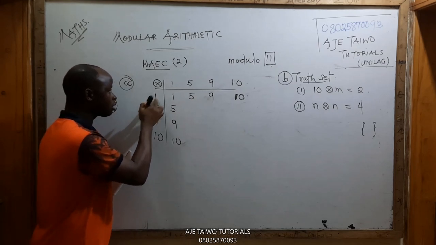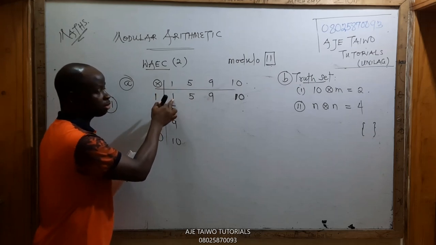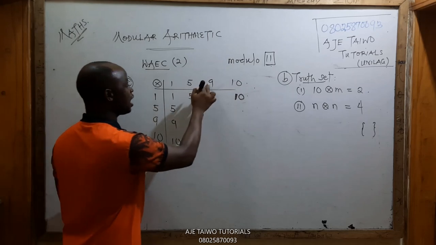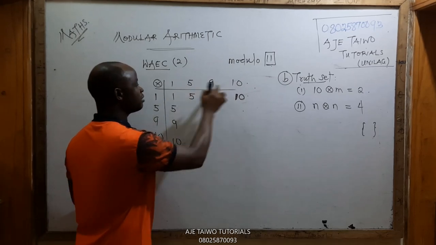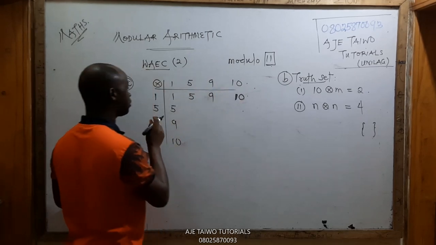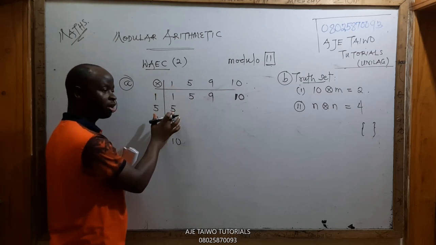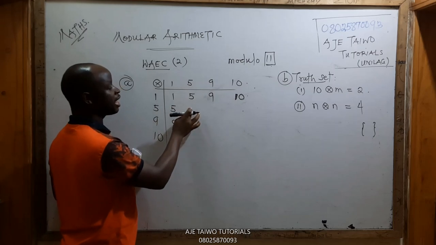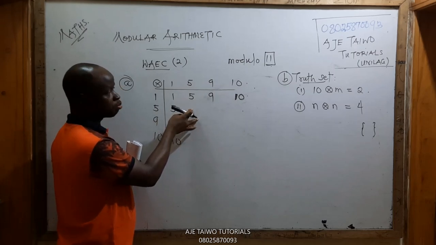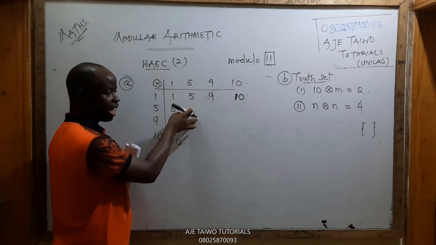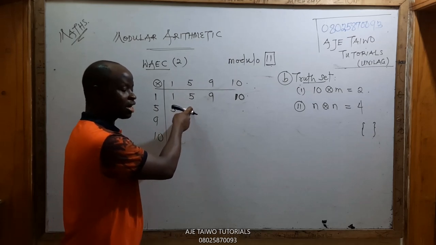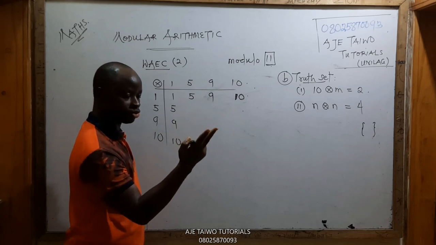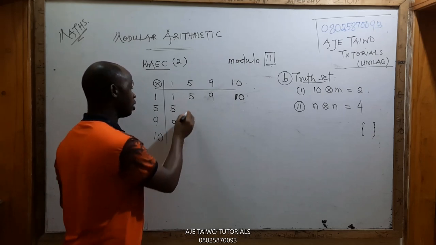Let's start to do it. Watch. 1 times 1 is 1. It's not 11. 1 times 5 is 5. It's not 11. 1 times 9 is 9. It's not 11. 1 times 10 is 10. It's not 11. Let's go. 5 times 1 is 5. It's not 11. 5 times 5 is 25. That's more than 11. You now say, how many 11 can you see in 25? That is 2. That's 22. Remainder 3.